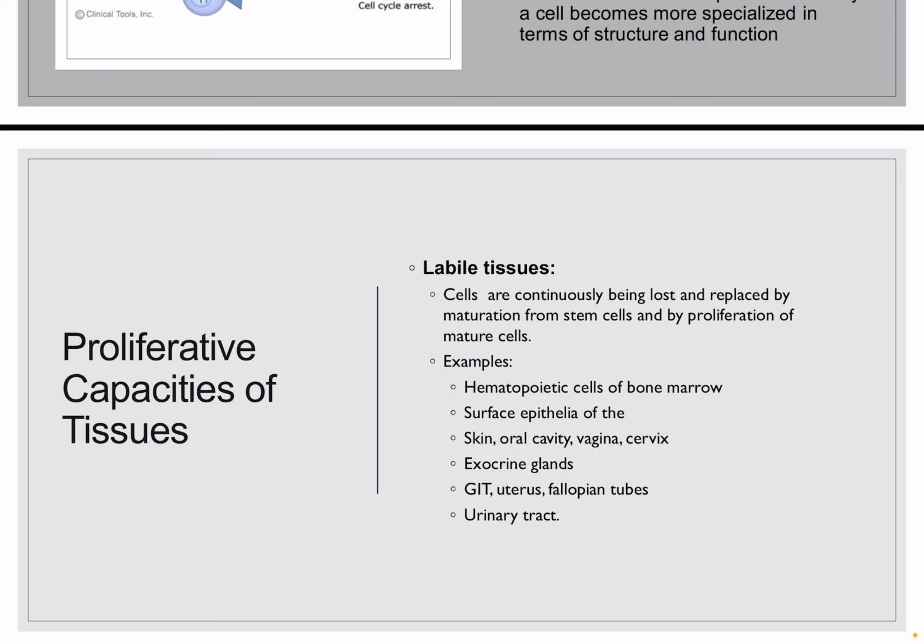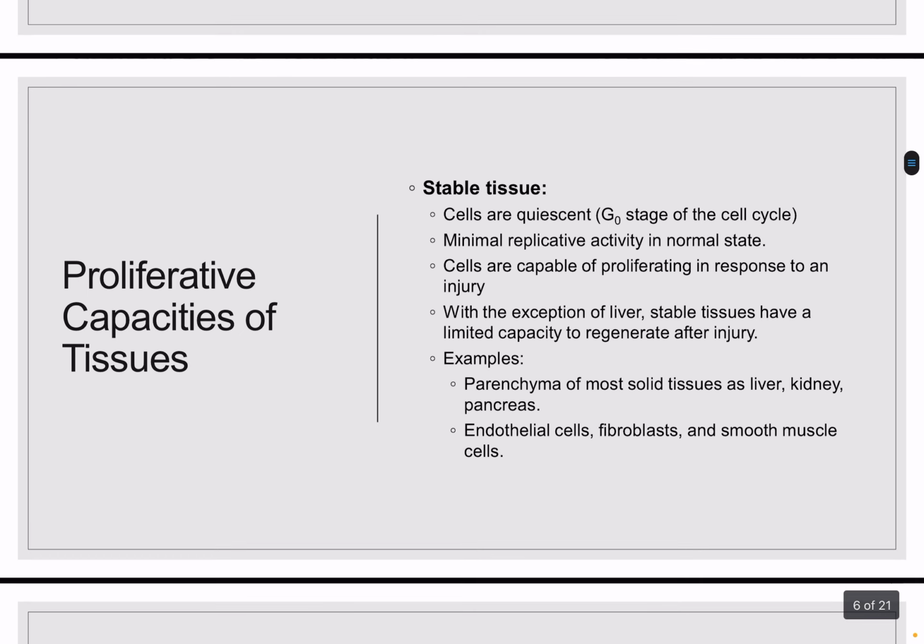Stable tissues, as I told you, are quiescent. They are in the G0 stage of the cell cycle. Yes, they have the ability to divide, but they are not dividing. When they are in the G0 stage, they have minimal replicative activity.